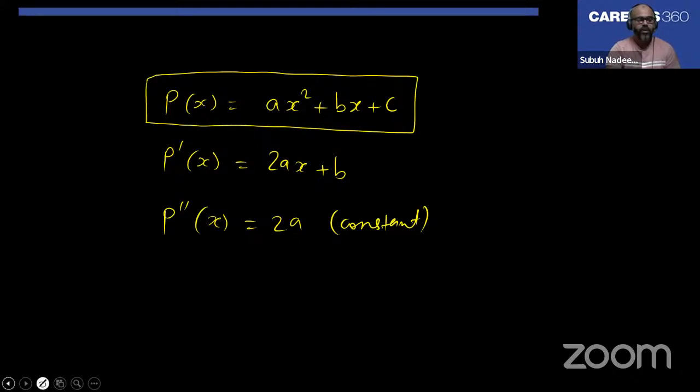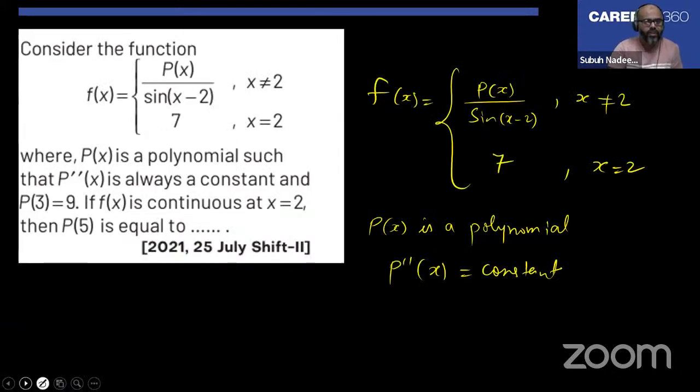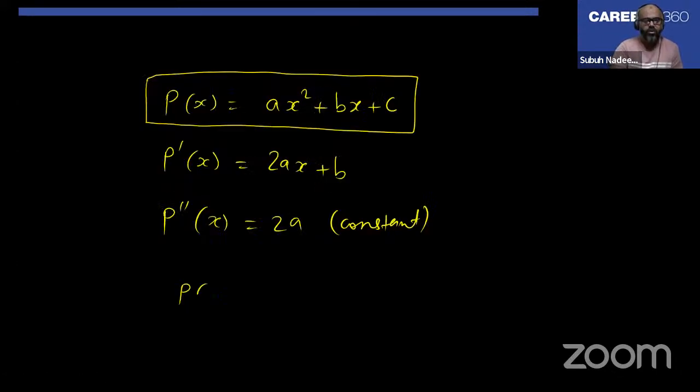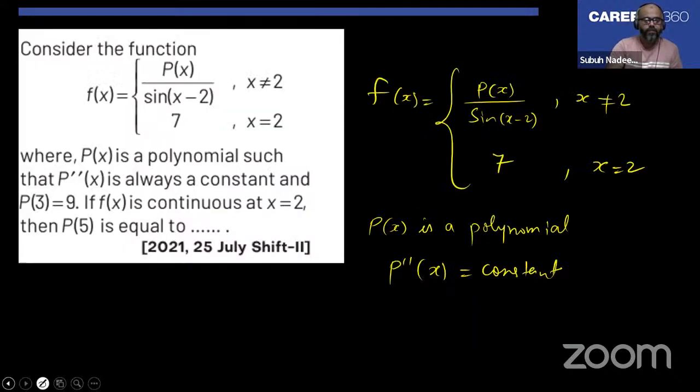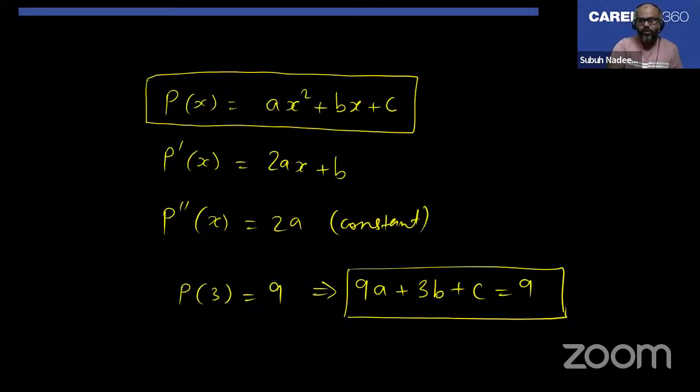Okay. Now it is given that p(3) is equal to 9. So p(3) is equal to 9. This means 9a plus 3b plus c is equal to 9. So x square means 3 square, which is 9. And x is 3, so 3b, and then plus c equal to 9. So this will be your one condition.